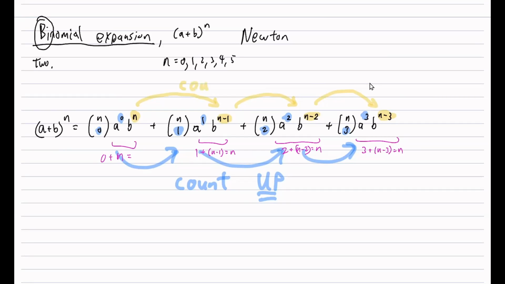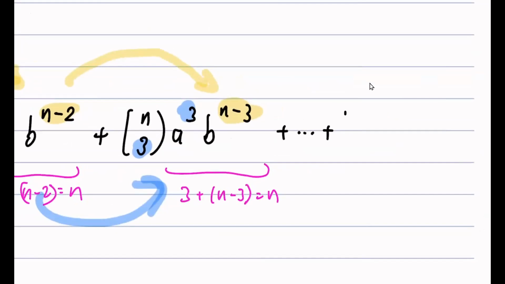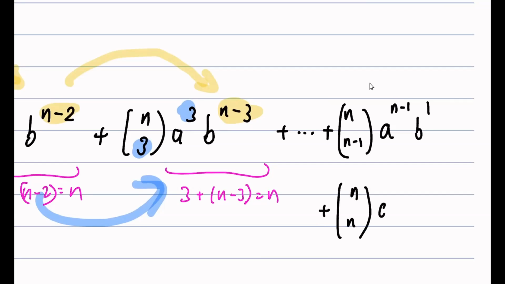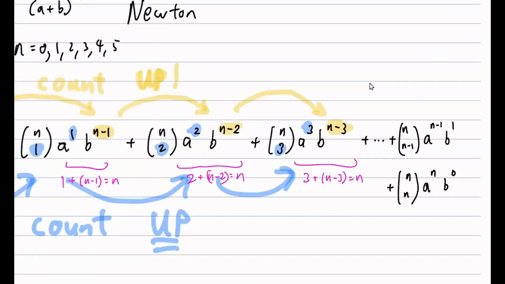This one I'll just write down, count up. Okay, eventually when will it stop? You will have to count down all the way till it becomes n choose n minus 1. I'll explain why it's choose later. Then here it will become n minus 1, b power 1. No more space. Let me write below. n choose n times a power n times b power 0.